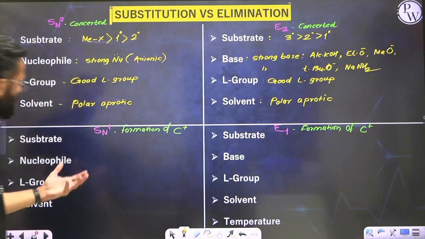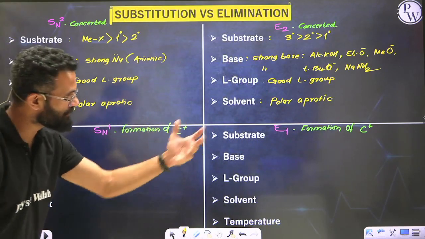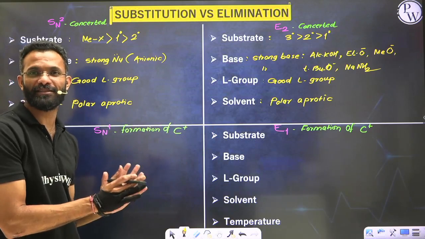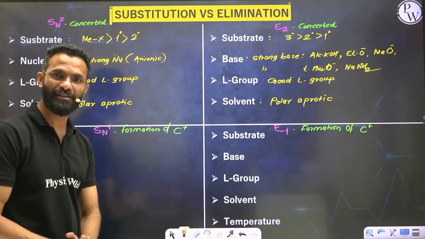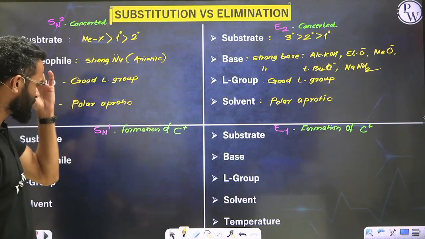Alright. SN1 reaction and E1 reaction. We know that all the factors remain the same. The only differentiating factor is temperature. So I think this is going to be the easier one.